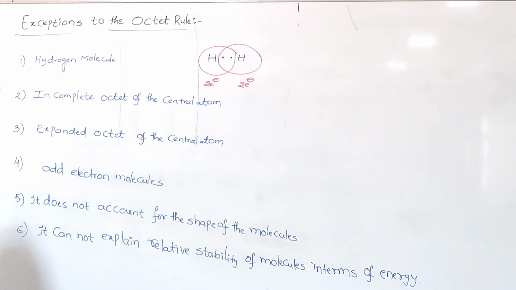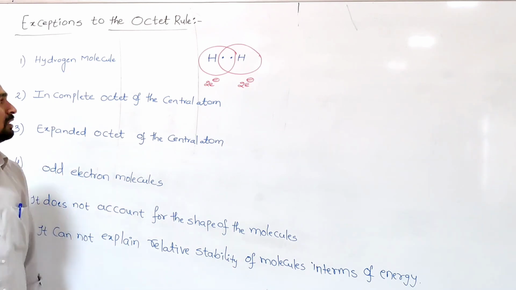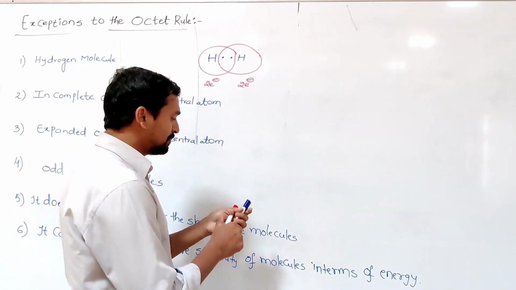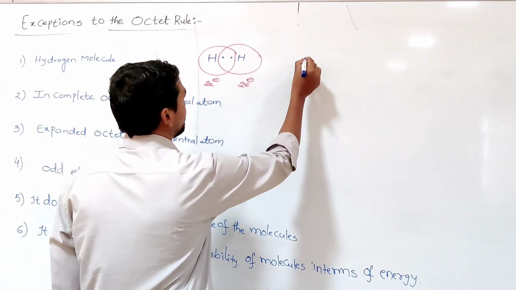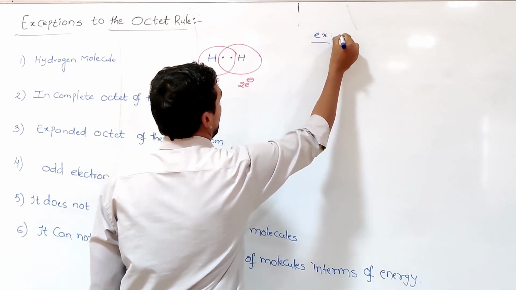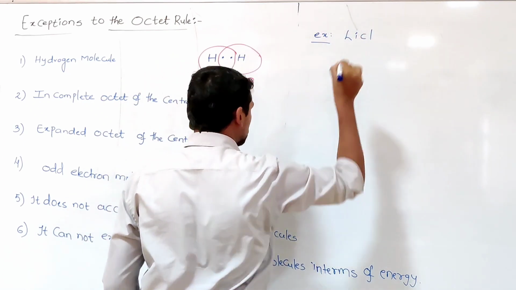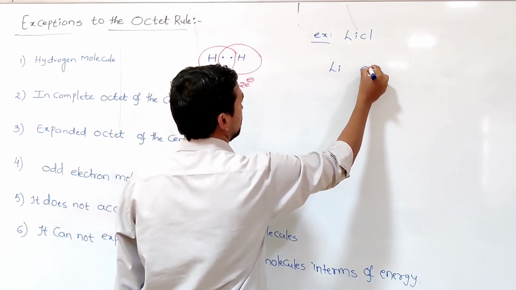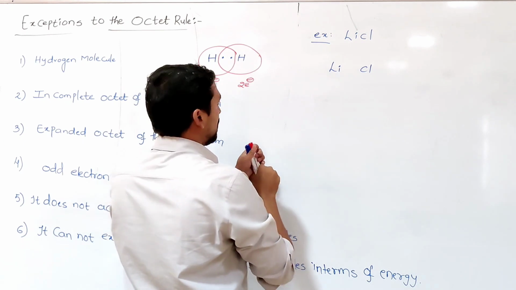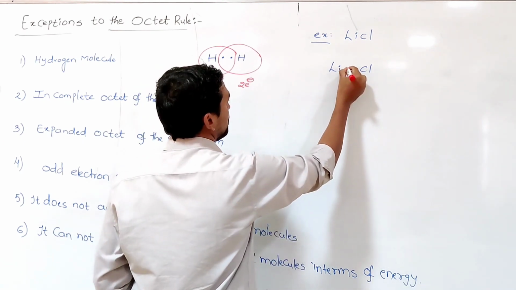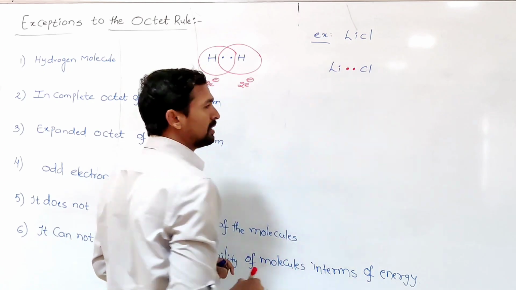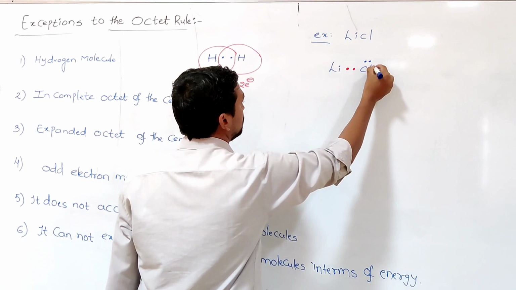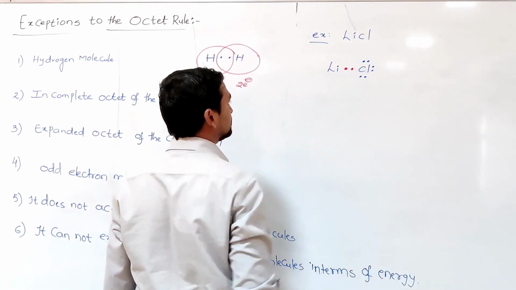The next exception to the octet rule is incomplete octet of the central atom. In some molecules, the central atom does not complete the octet, just like the hydrogen here. For example, let us take lithium chloride. The Lewis structure of lithium chloride is lithium and chlorine, with the bond between these two by sharing of one electron, and in the rest of the cases, 2, 4, 6, 8.